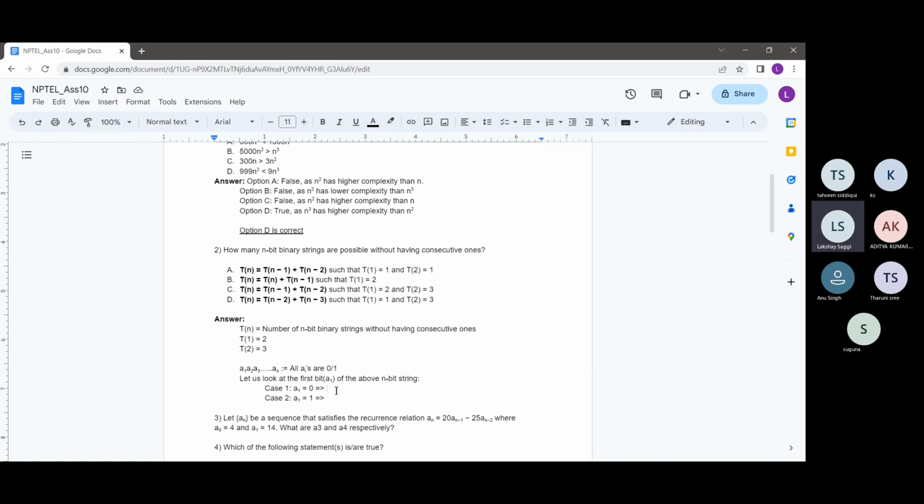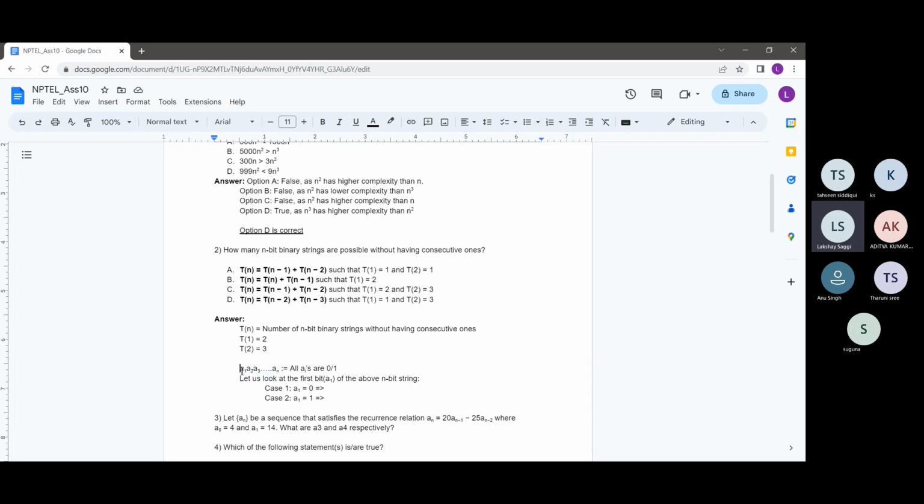So in the first case, what happens? The value of A1 is 0, so A1 can be replaced by a 0. Now we have to find the number of ways of A2, A3 up to AN such that we do not contain any consecutive ones. The trick here is to see that these are n minus 1 bits, and the problem reduces to finding the number of n minus 1 bit strings which do not contain consecutive ones.